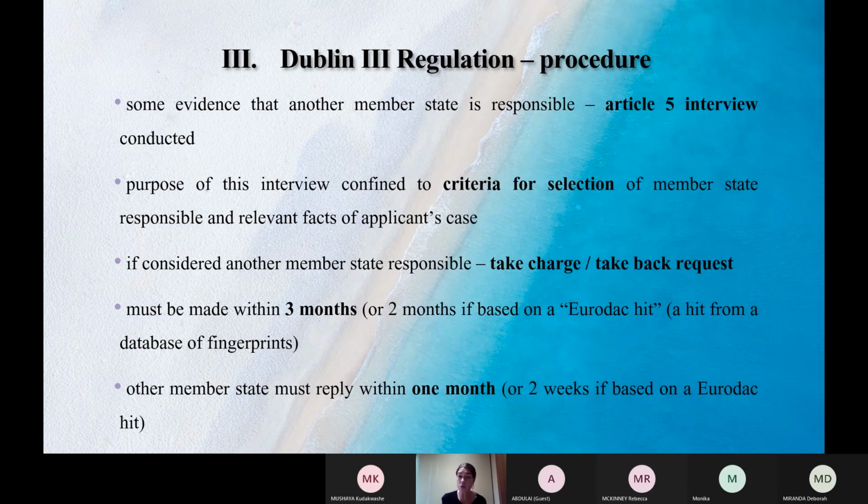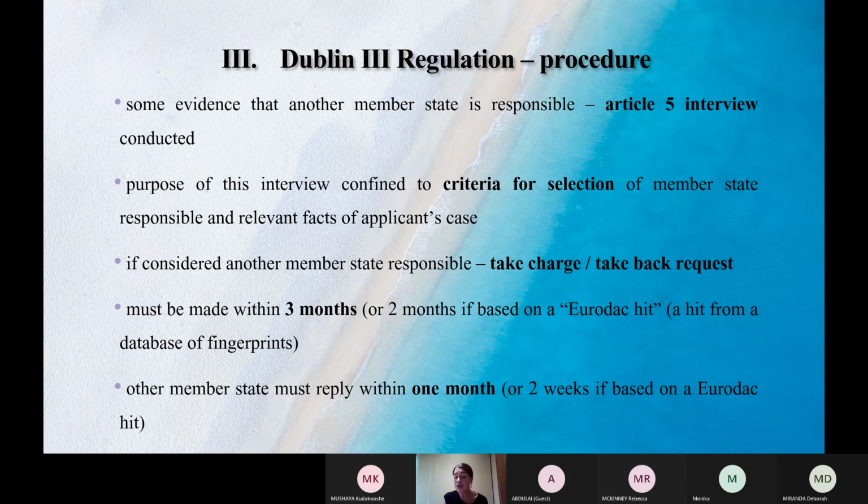The initial request to take charge or take back must be made within 3 months, or 2 months if it's based on a Eurodac hit. A Eurodac hit is a hit from a database of fingerprints. So if the person in question has been in another member state and had their fingerprints taken, that will go into a central database, and other member states might get that hit later on. The other member state must reply within 1 month, or 2 weeks if based on a Eurodac hit.